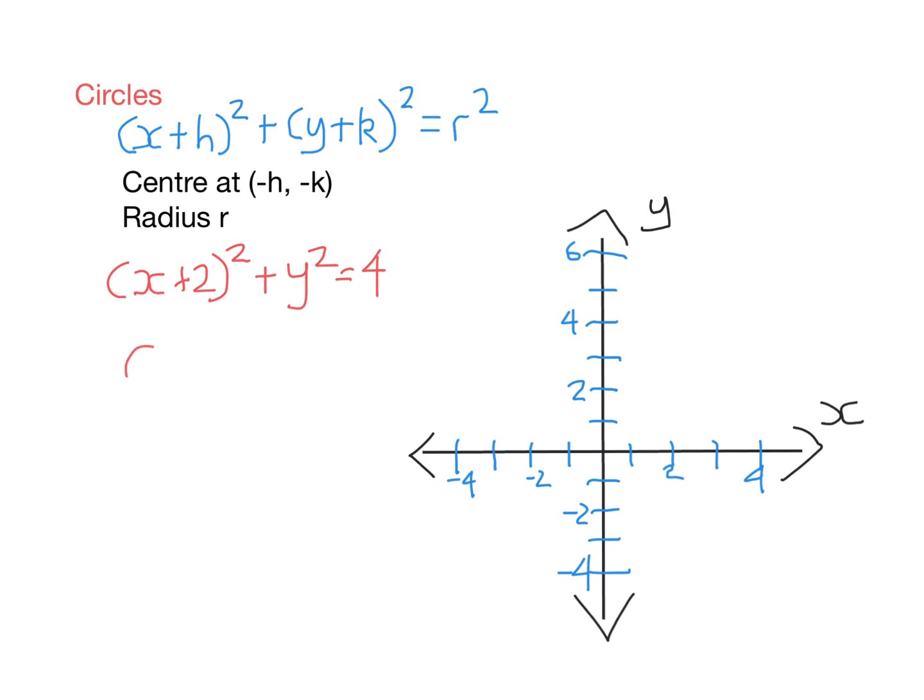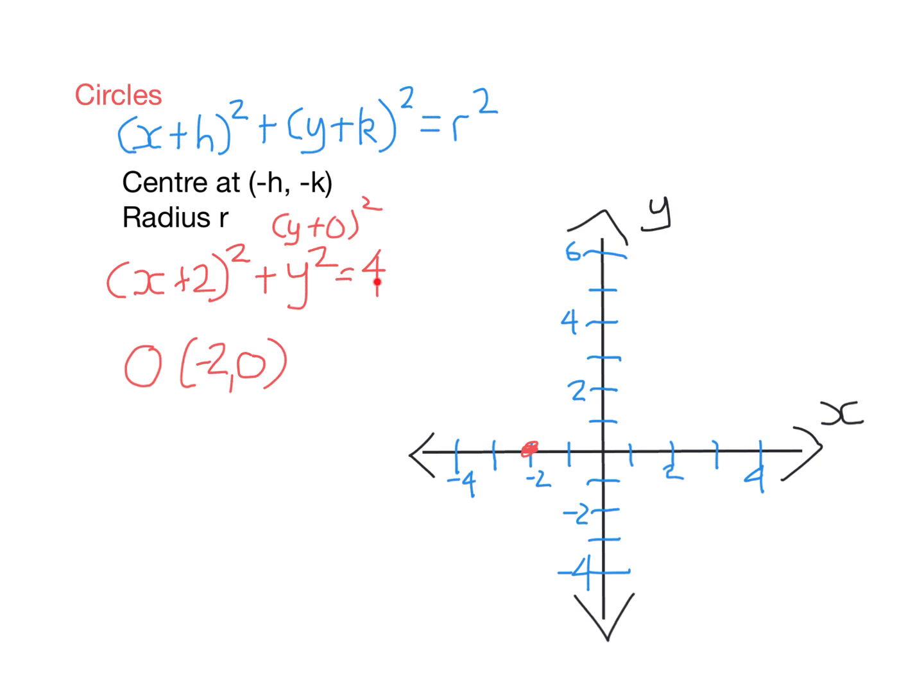So the center of this circle, we call it usually O for origin, it will be the negative of this, giving us the x coordinate of the center, and it's supposed to be the negative of this, giving us the y coordinate. Now if no coordinates written there, it will be 0, because of course y squared is the same as y plus 0 squared. So the center of this circle is negative 2, 0, which occurs here.